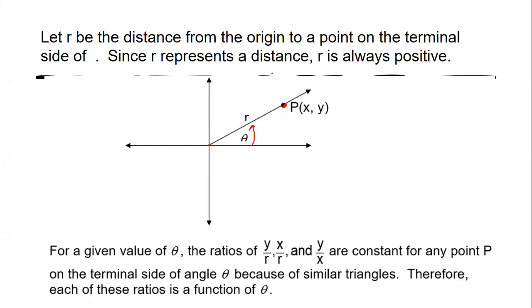Now, key thing here is that you need to remember that the radius, this R, is describing distance. So your R, no matter what, is always going to be positive because it's describing the what? Distance.